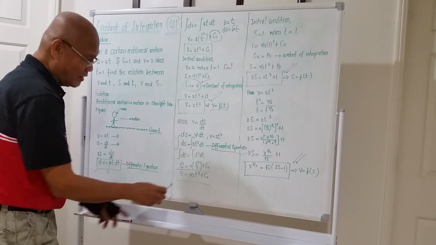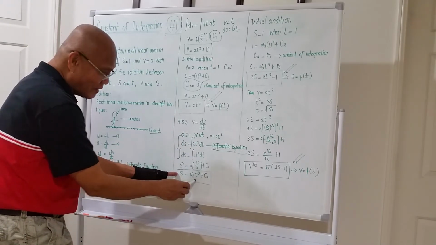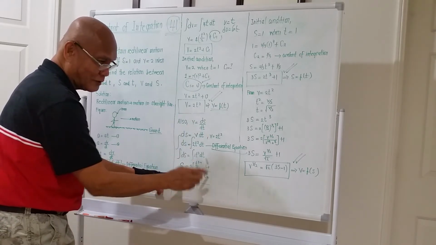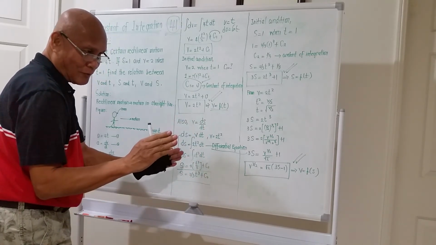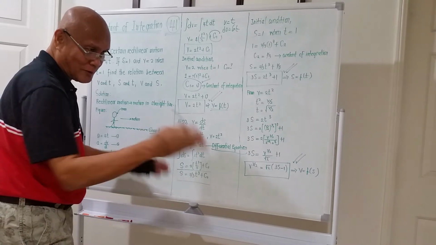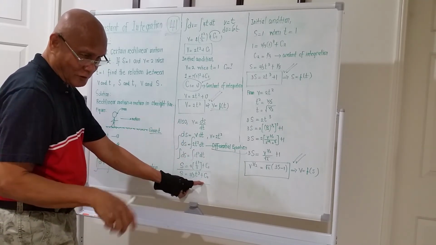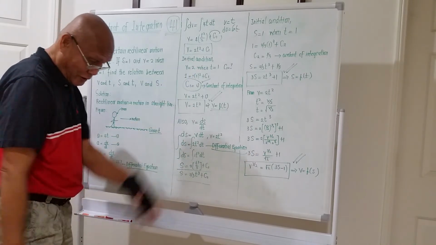Okay? This is now the relation of s as a function of time, but there's a problem because c2 for the meantime is unknown. So for a specific design or for a specific problem, there should be a value of c2. And how could we compute for the value of c2? Just bring out the initial condition.